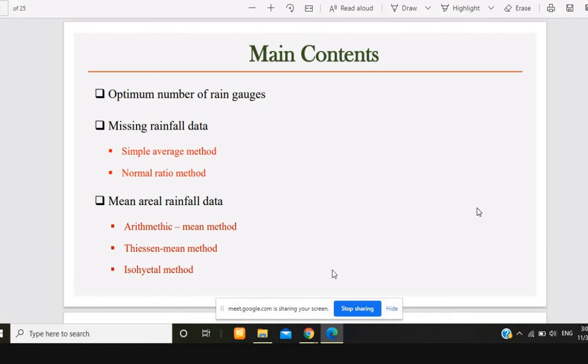Combined with infiltration. So while discussing the infiltration section, we will deal with that mass curve and hyetograph. So now we will move into this content.